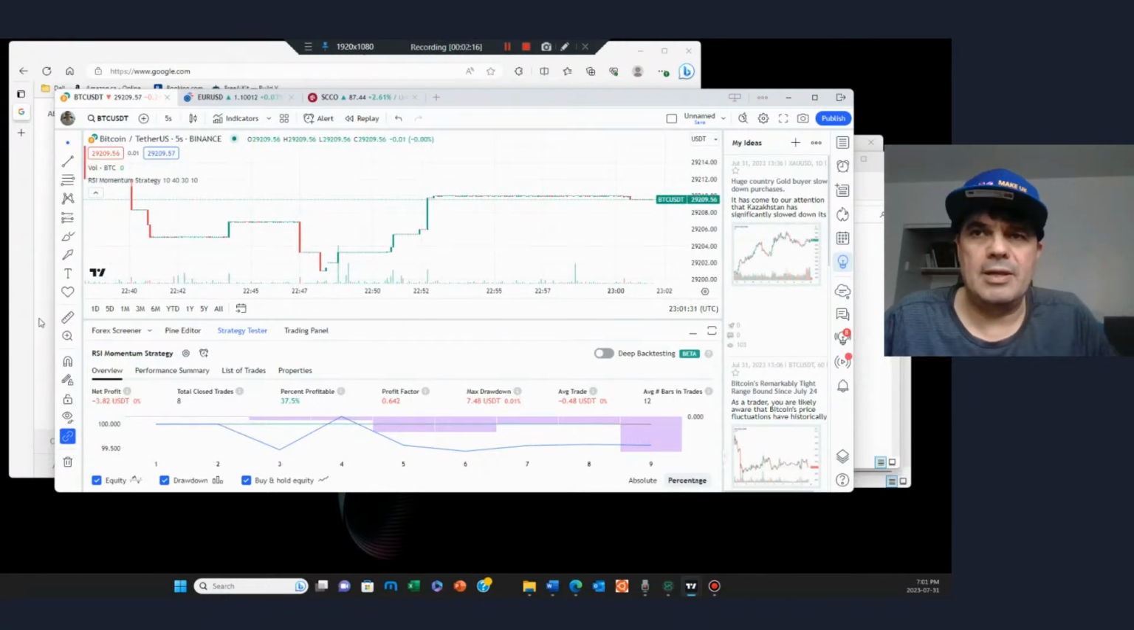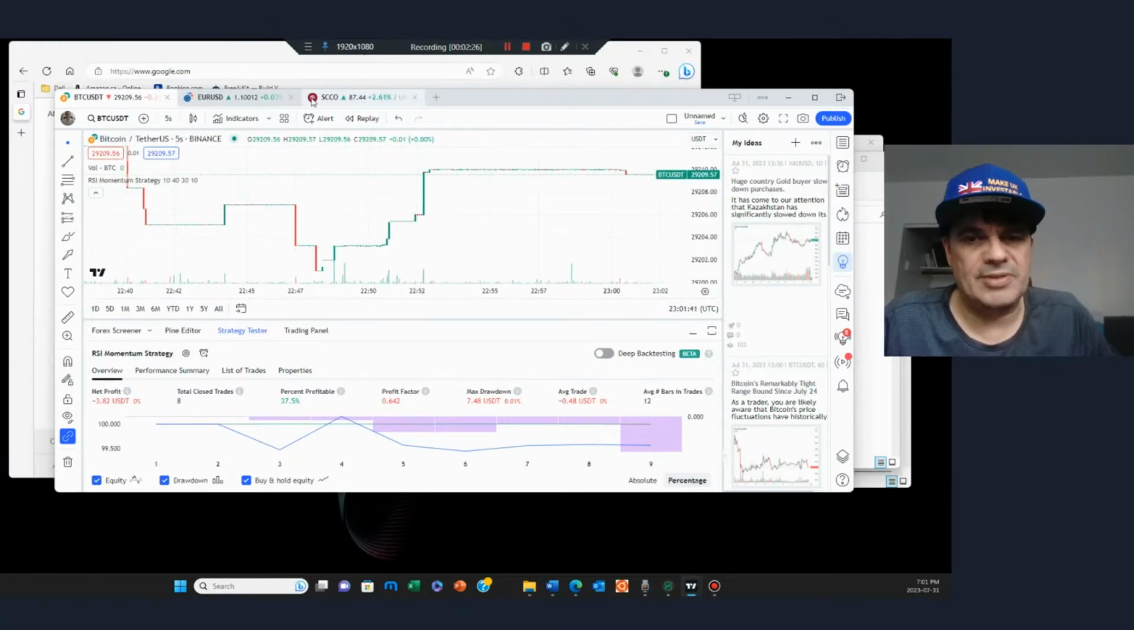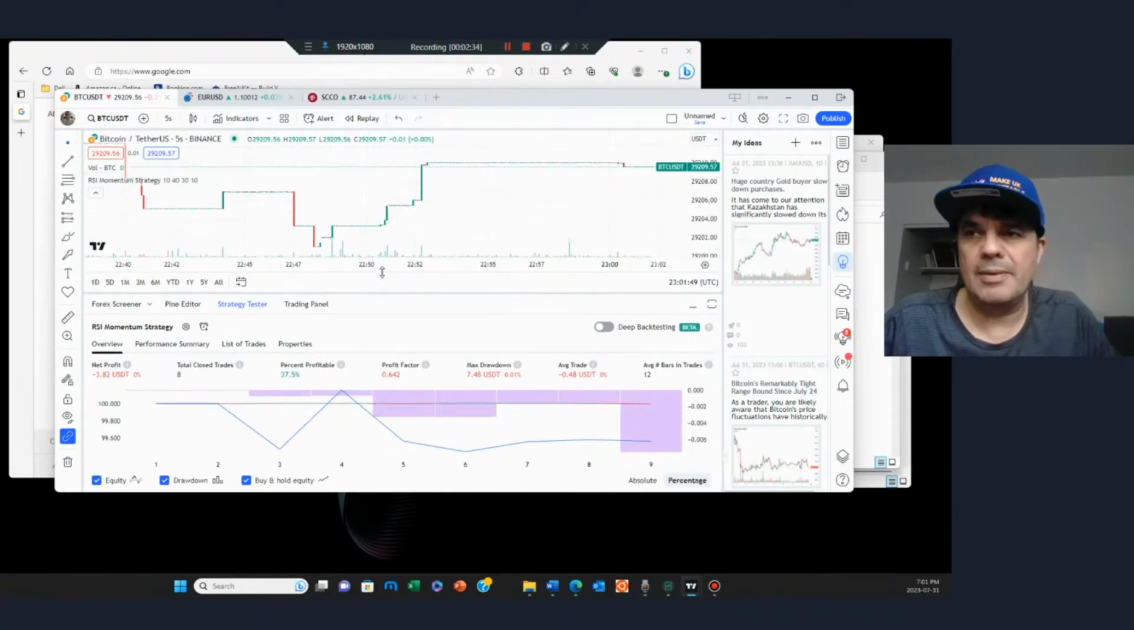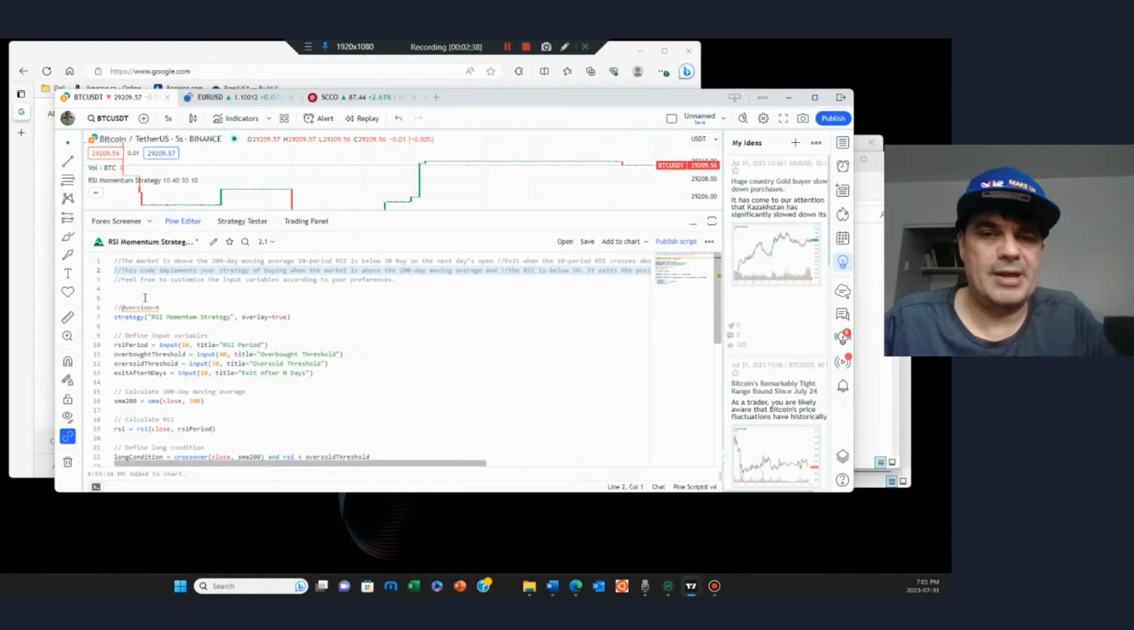So what you're looking at is three different assets we have here: Bitcoin, Euro USD, and a stock that was my best performing stock for the day, SCCO, which is Southern Copper Mining. We'll just leave it at that. It's a $20 stock. So here's the source code that I've just whipped together.